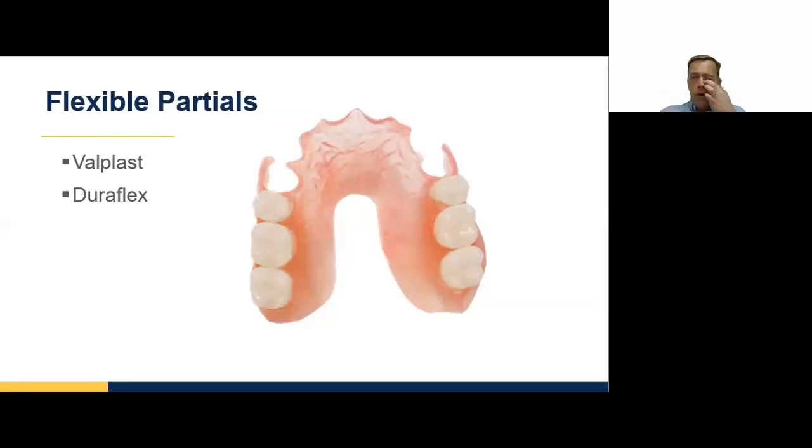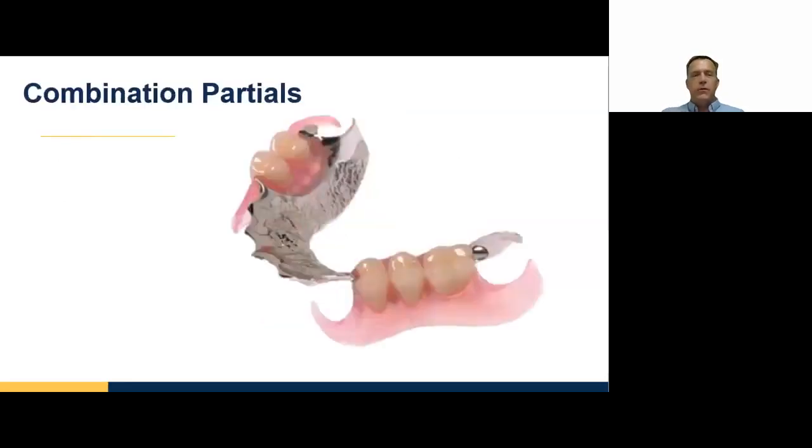One of the things I would say about flexible partials is that just like each of you has your preferred materials that work best in your hands, you'll find your laboratories have materials on both the fixed and removable side that work best for them. So when you're working with your laboratory, it's nice to have a conversation and say, hey, I can see there are advantages to Valplast and Duraflex. What works best at your laboratory? When you give your lab the ability to use the material they get the best results with, you'll often find that it gives you the best results in the clinical situations you're addressing.